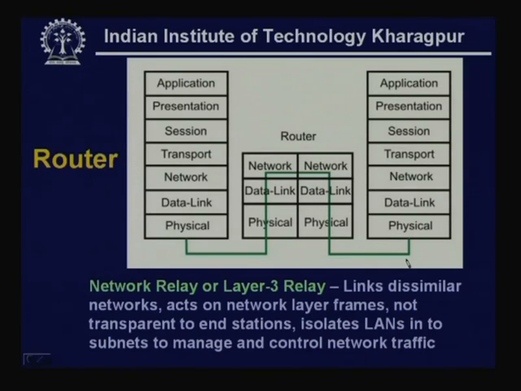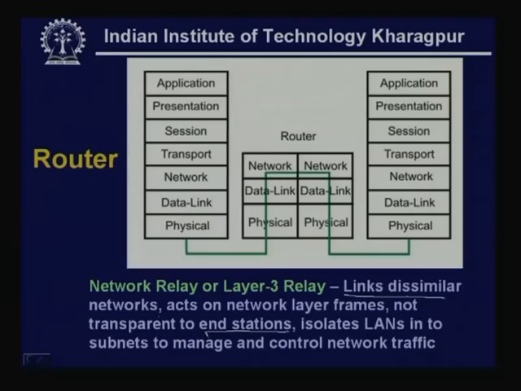On the other hand, a router, or a layer 3 relay, which links dissimilar networks, acts on network layer frames and is not transparent to the end stations. That means it can modify the contents of the frame, it can change the addresses. So it is not really transparent to the end stations. It isolates a LAN into subnets to manage and control network traffic. So these routers have very important functions. I have shown a diagram of an internet, where networks are linked with the help of this kind of devices. These are nothing but routers.